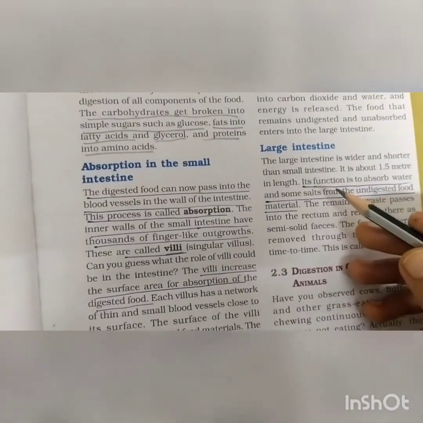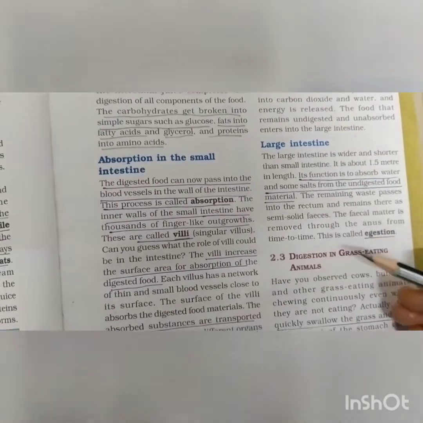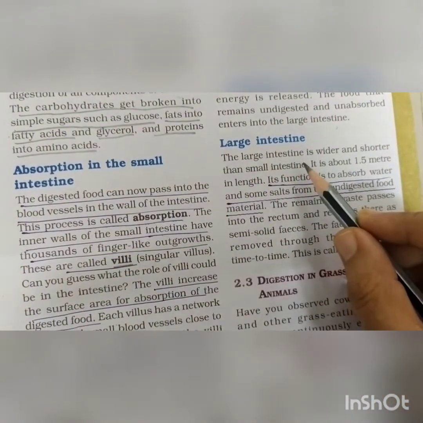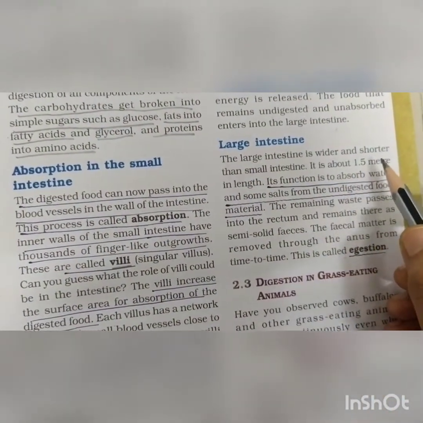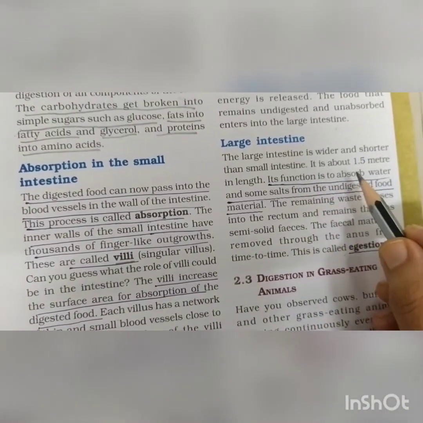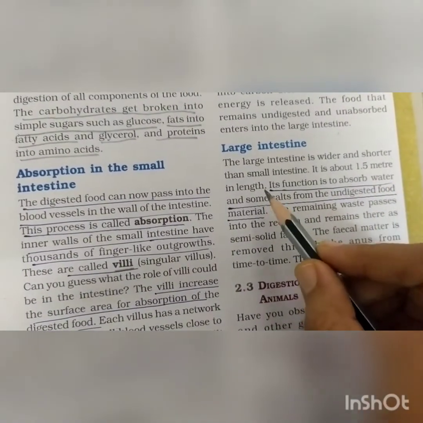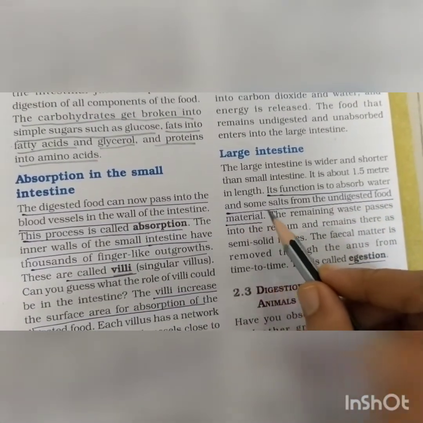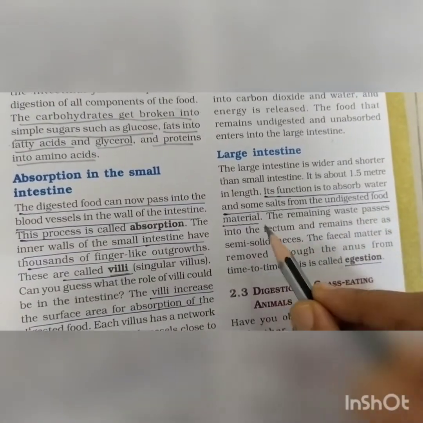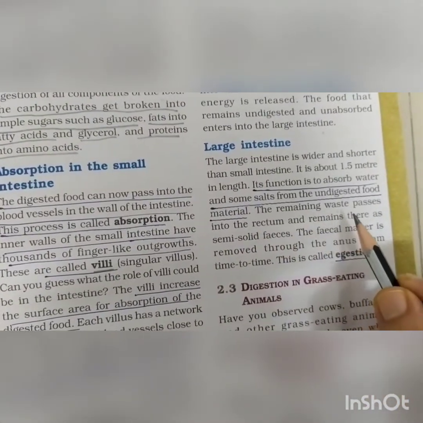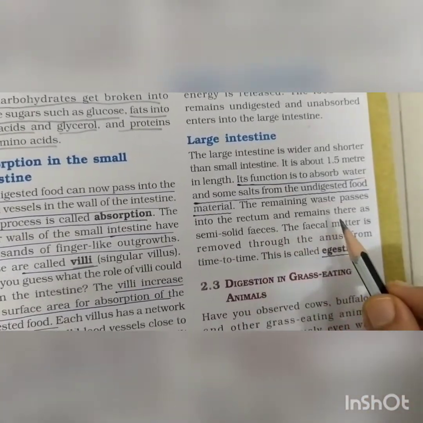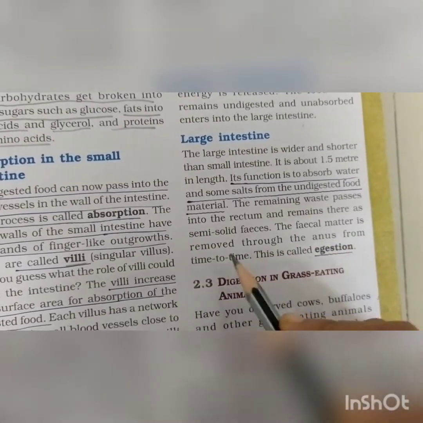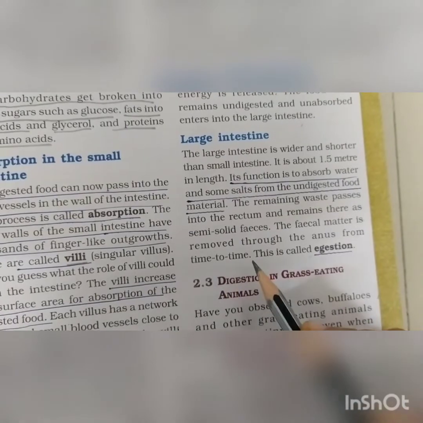Today we are going to discuss the last compartment, that is the large intestine. All of you try to read together. The large intestine is wider and shorter than the small intestine. It is about 1.5 meters in length. Its function is to absorb water and some salts from the undigested food material. The remaining waste passes into the rectum and remains there as semi-solid feces. The fecal matter is removed through the anus from time to time.